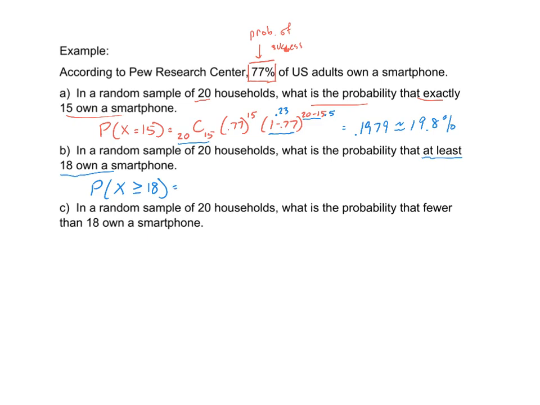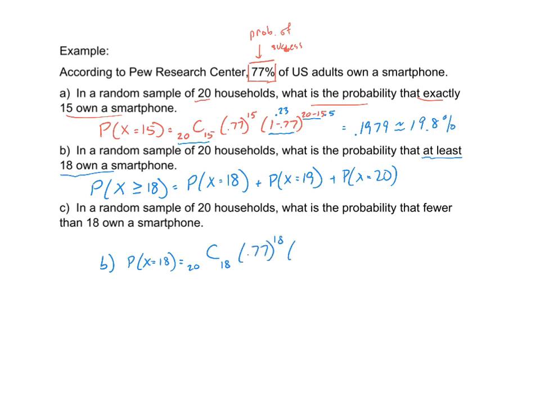For X is greater than or equal to 18, we need the probability that X equals 18 plus the probability that X equals 19 plus the probability that X equals 20. All right? And so we need to compute each of those probabilities individually and add them together. So continuing part B down here, for the probability that X equals 18, I'm just going to write that one out. That's 20C18, 0.77 to the 18th power, 0.23 to the second power.